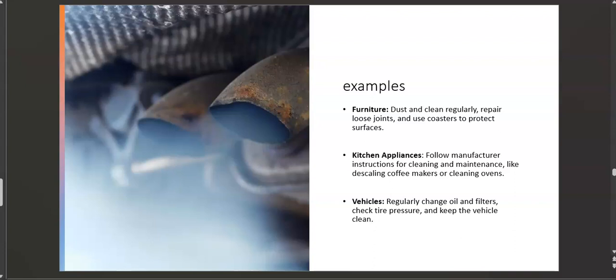Another example is the kitchen appliances. Follow manufacturer's instructions for cleaning and maintenance. When it comes to a knife, there's a way to maintain it, for example, taking it to someone who can sharpen it. When you sharpen it, you'll be able to use this knife for a long time. This is one way of maintaining kitchen appliances.